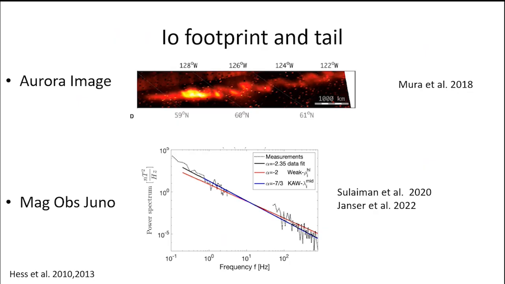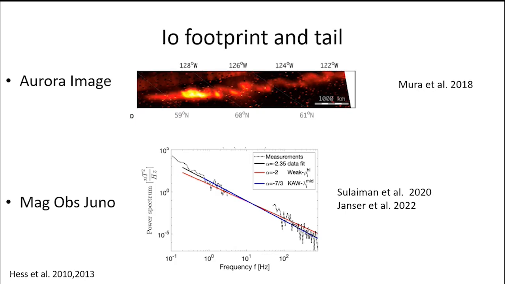Okay. Here, that's the Io footprint tail, Murray et al. And here are measurements of the magnetic field. These are from the magnetometer. Here, that's the wave instrument, first published by Ali. And if we take kinetic Alfvén wave turbulence and interpret it as a perpendicular spectrum, then we would expect kinetic Alfvén wave turbulence. That's -7/3, and that fits perfectly to the data.